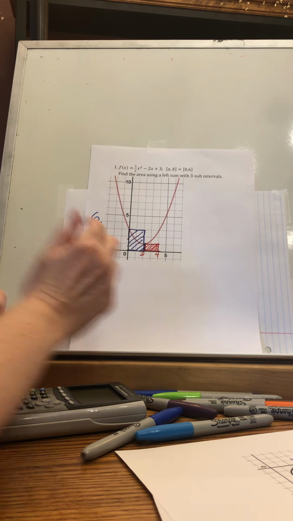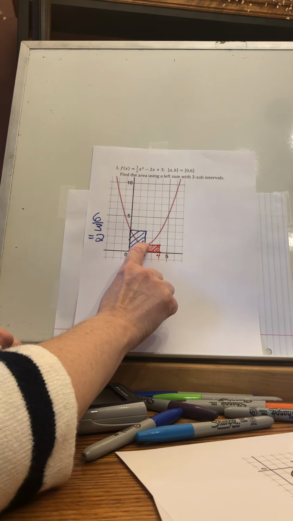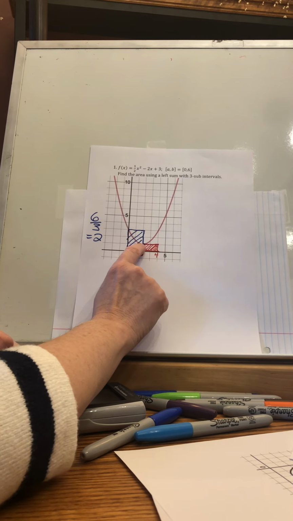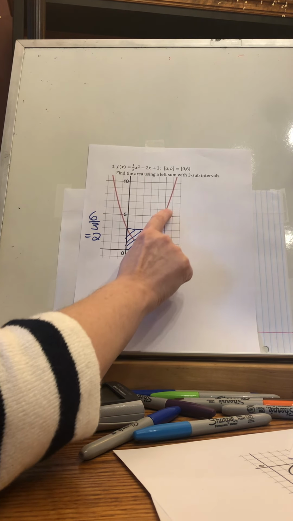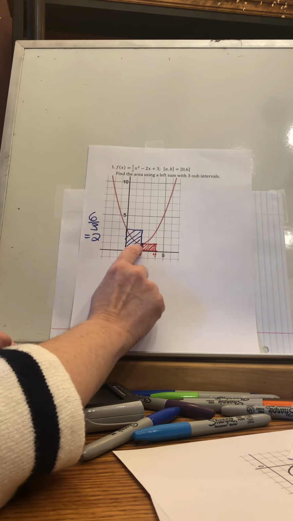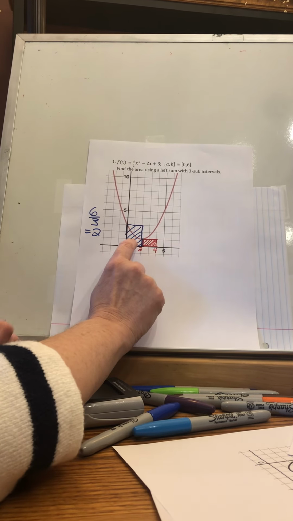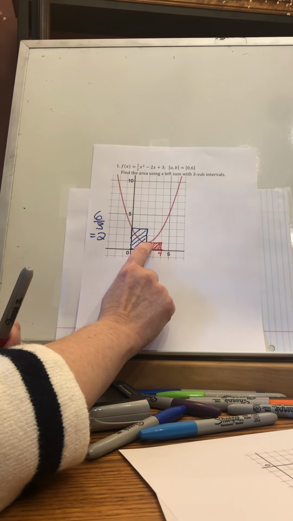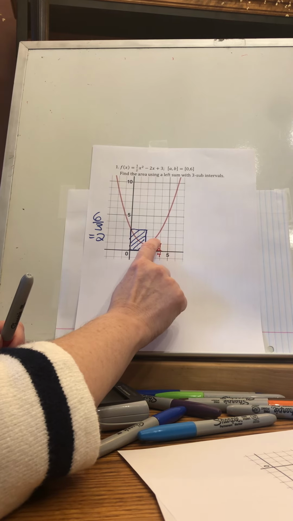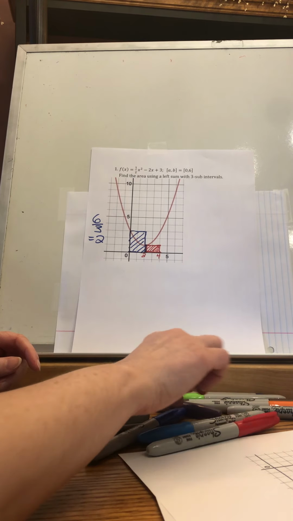We're at an under approximation because we're changing over from a decreasing function to an increasing function. When we're decreasing, coming from the left side, it's an over approximation. When it's increasing, it's going to be an under approximation.